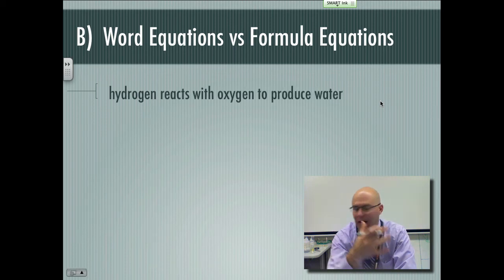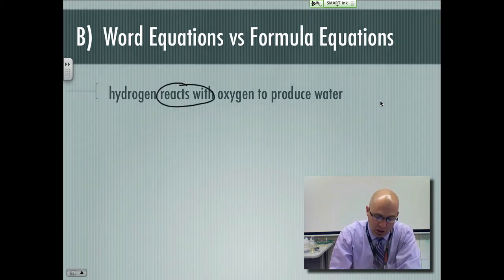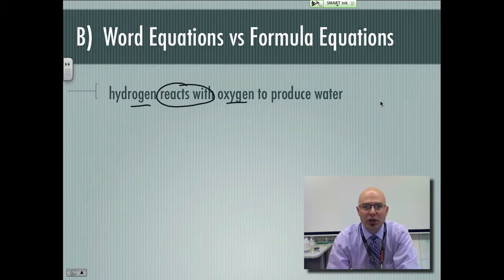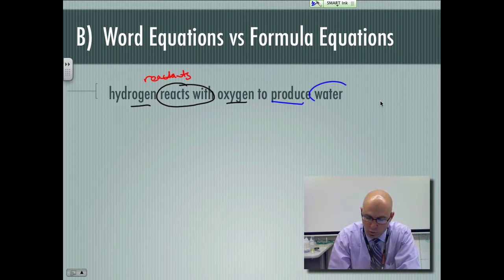So, for example, hydrogen reacts with oxygen to produce water. That would be your word equation. Please know that you could say that in many different ways. Hydrogen reacts with oxygen, so hopefully we know that those are our reactants, and to produce water, this would be our product.